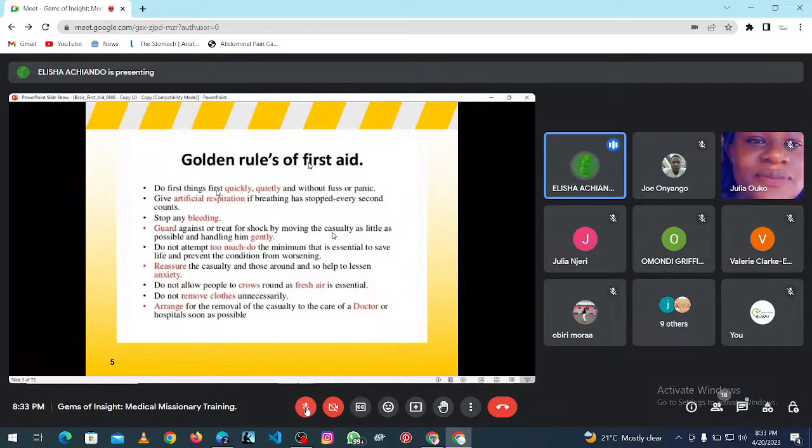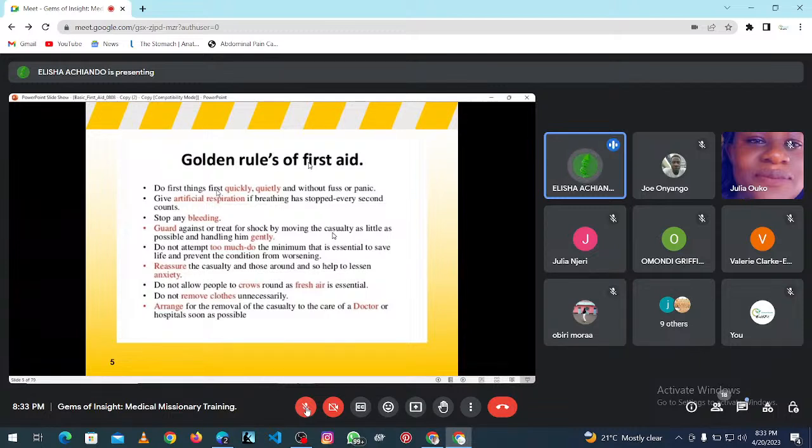Then reassure the casualty and those around, to lessen their anxiety. And reassuring them doesn't mean telling them that everything will be okay when you are seeing that things will not be okay. So just give them some hope, and continue with what you're doing.